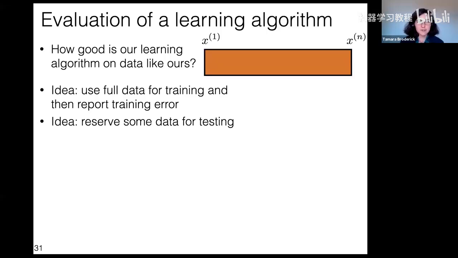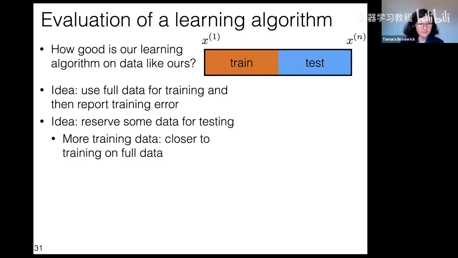Just as a little bit of a cartoon, let's imagine that this bar represents all of our data from the first to the nth data point. Maybe we could use 75% of it for training and 25% of it for testing. Or maybe we could use 50% for training and 50% for testing. The reality is that there's a real trade-off here. If we have more training data, that's closer to training on the full data that we actually have available, so we have a better sense of how our algorithm performs on data sets of size n.